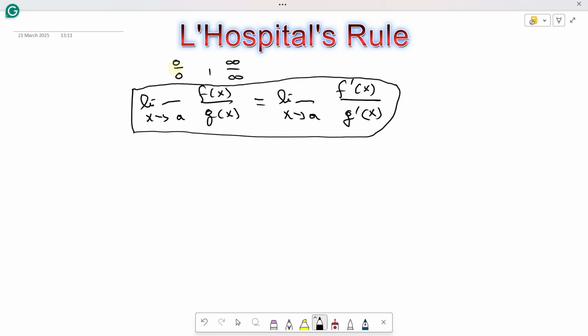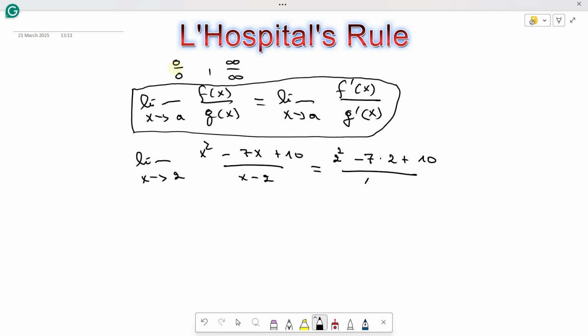Let's see one example where we can use L'Hopital's rule. For instance, if we are asked to compute the limit when x tends to 2 of this function, x squared minus 7x plus 10 over x minus 2. You can see that if we substitute by 2, this will be equal to 2 squared, which is 4, minus 7 times 2, plus 10, over 2 minus 2. You can see that this is 4 plus 10, which is 14, minus 7 times 2, which is 14. Then 0 over 0. We have this indeterminate form.